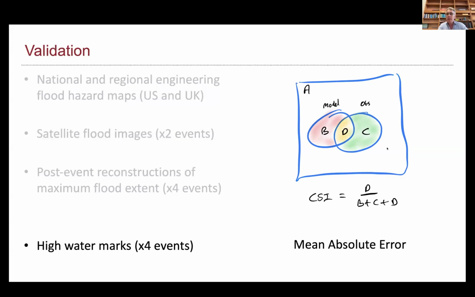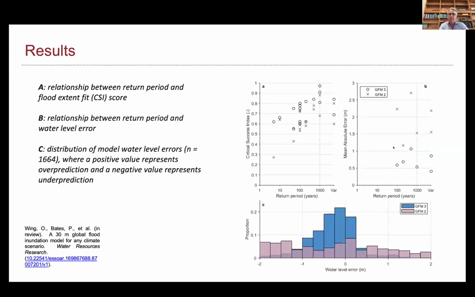And then lastly, we've got a bunch of situations where we've measured high water marks, and there we can test that with a mean absolute error. And this is what this looks like for a whole set of these test cases. We've got 3 diagrams here.